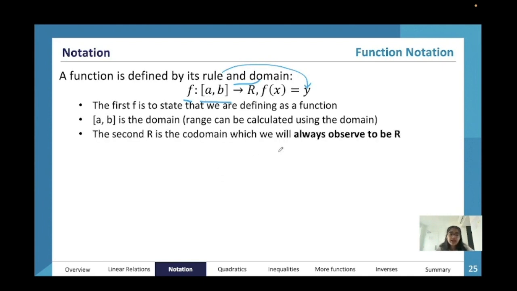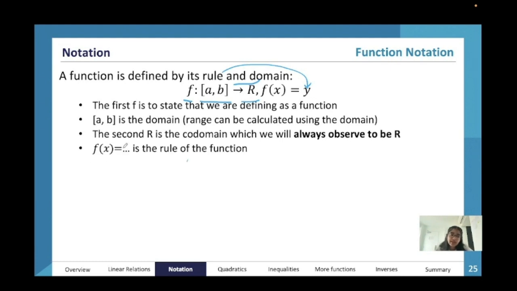The second R is called the codomain. So in Methods, it's always going to be R, so don't worry about it. A common misconception is that people think that this R is the range. It's not the range. It's the codomain, always going to be R in Methods. So you don't even need to bother about it.